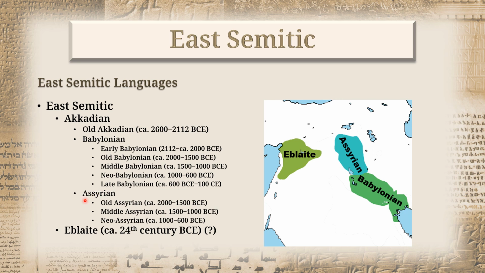And besides Babylonian, there's the Assyrian dialect, further divided into Old, Middle, and Neo-Assyrian. Assyrian ceased being used around 600 BCE, so somewhat earlier than Babylonian.